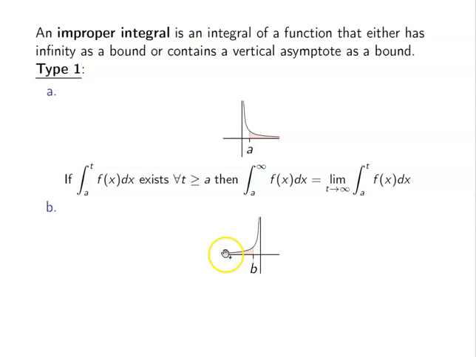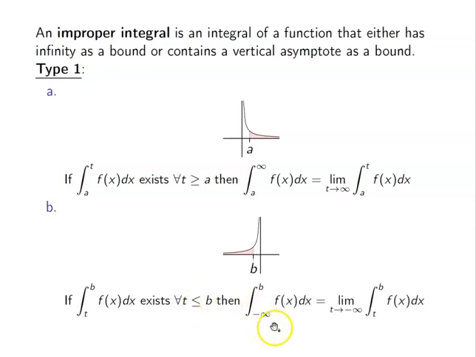Okay. B is very similar, except that the lower bound is negative infinity and the upper bound is b. So here we start at a value and we continue to infinity. Here we're moving from infinity to some stopping point b. Okay, so same condition. If the integral of my function from t to b exists for every value smaller than my endpoint, then the integral from negative infinity to b of f of x with respect to x is the limit as t goes to negative infinity of the integral from t to b of my function.